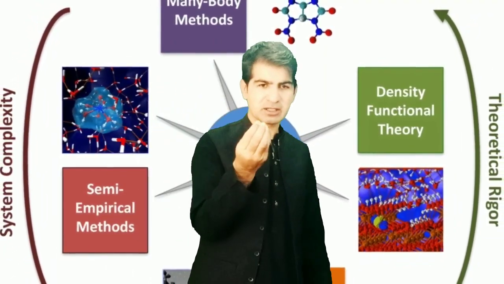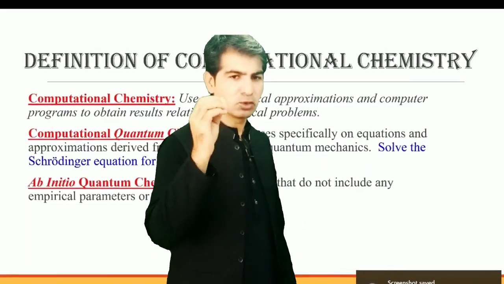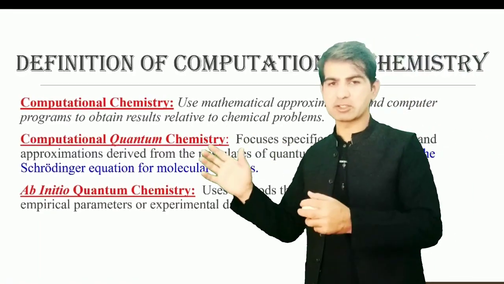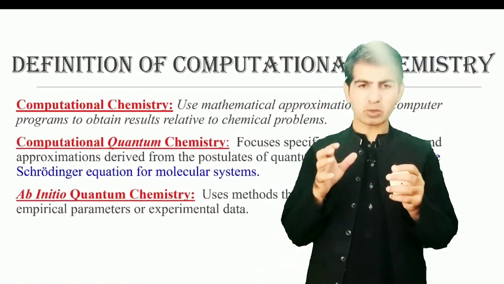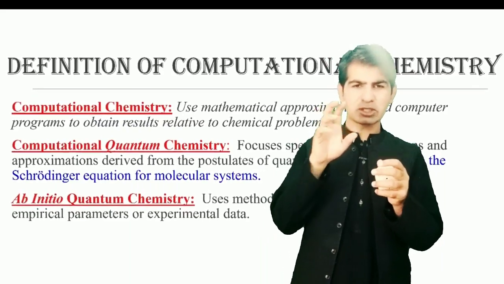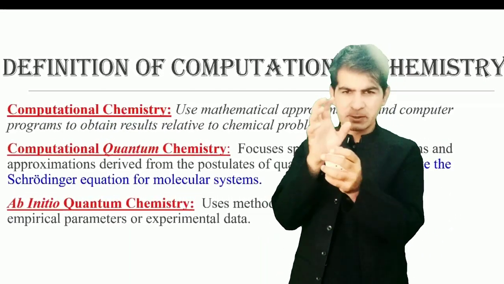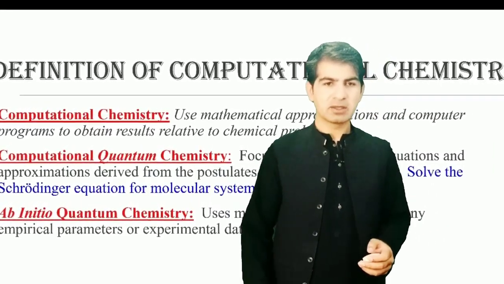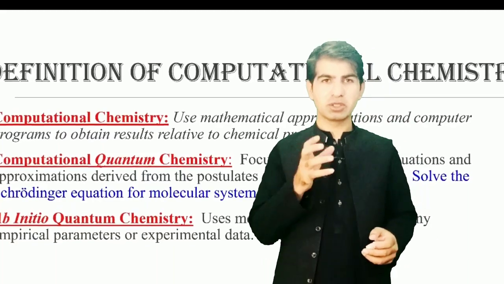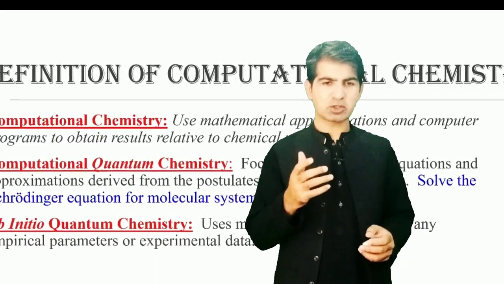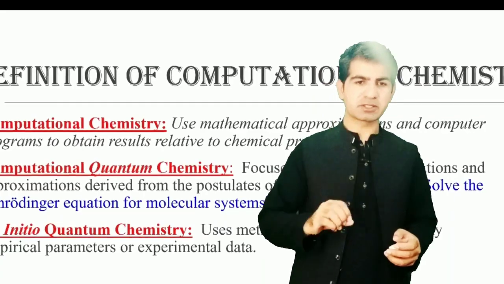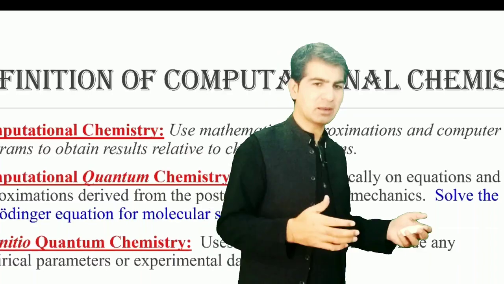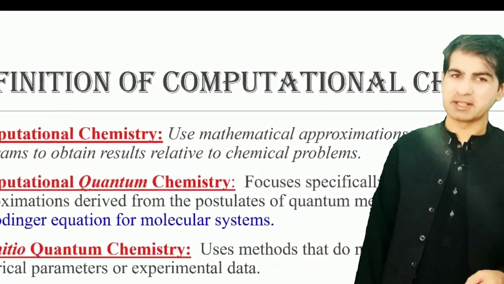So let me define it in an easy way: computational chemistry uses mathematical approximations in computer programs to obtain results related to chemical problems. Okay, and in computational quantum chemistry, there are two kinds. Computational quantum chemistry focuses specifically on equations and approximations derived from the postulates of quantum mechanics. So it solves the Schrödinger equation for molecular systems. Ab initio quantum chemistry uses methods that do not include any empirical parameters or experimental data.